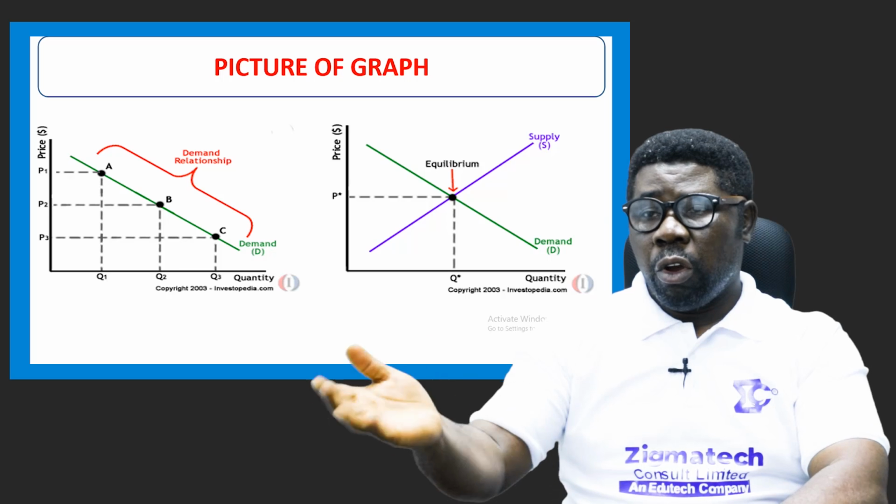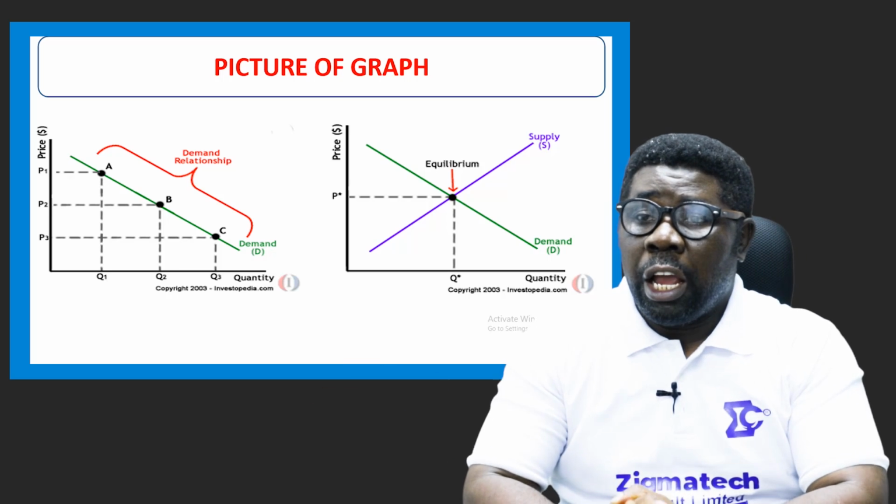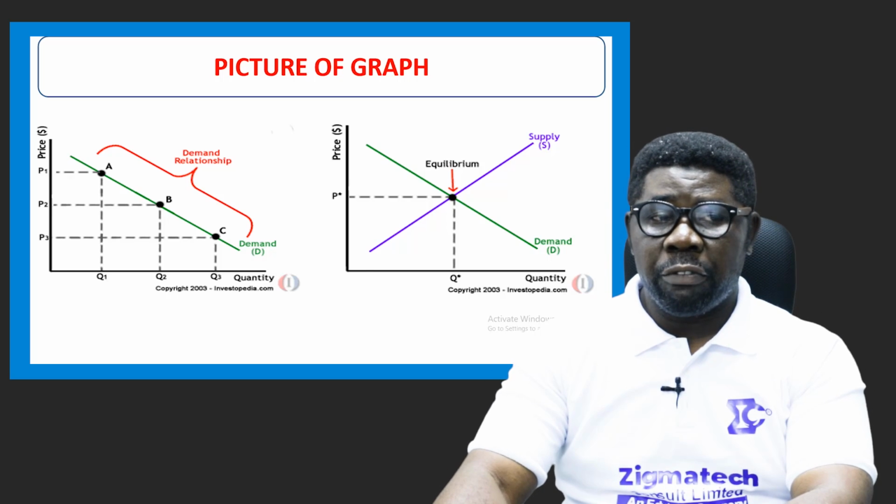But the second graph here combines both supply and demand together to show us what? The equilibrium condition in the market. So yes, these are what I want to use graphs for, okay?